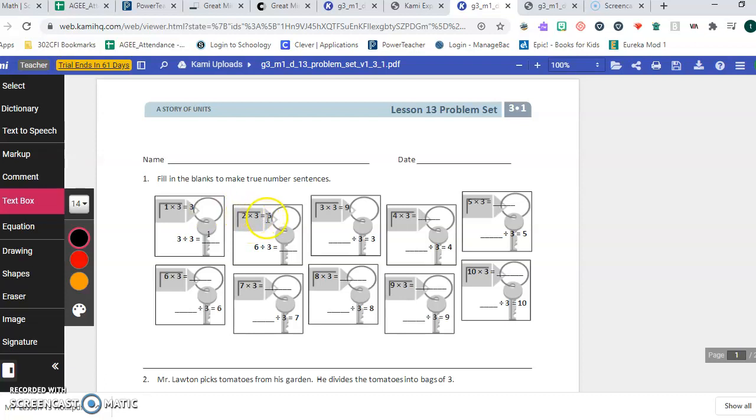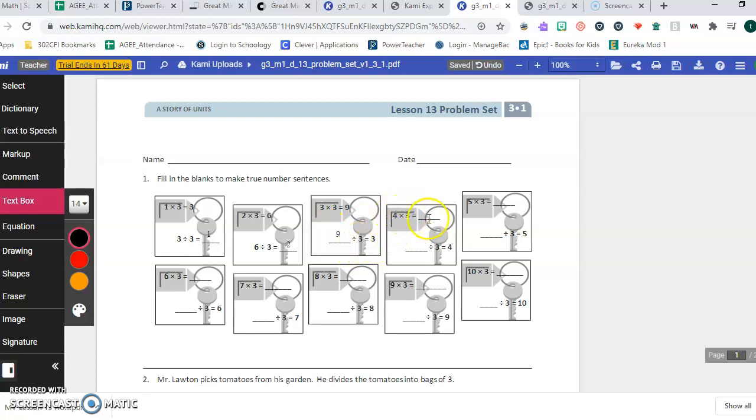So 2 threes is 6. So if I have 6 things divided into groups of 3 or 3 groups, I end up with 2. Notice that I have the 2 here and the 2 here. So they're going to switch it up on you here. So 3 times 3 gives me a total of 9. Well, in division, I start with the total, so I'm starting with that 9. 9 divided by 3 is 3.